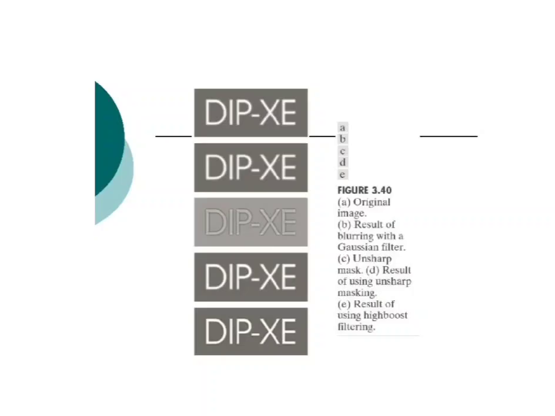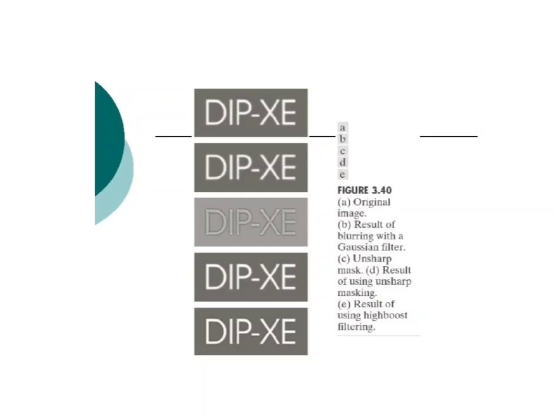Let us consider the example of image sharpening using unsharp masking. Figure A shows a slightly blurred image of white text on a dark grey background. Figure B was obtained using a Gaussian smoothing filter of size 5 by 5 with sigma equal to 3, while Figure C is the unsharp mask, and Figure D was obtained using unsharp masking with k equal to 1. This image is a slight improvement over the original, but we can do better.